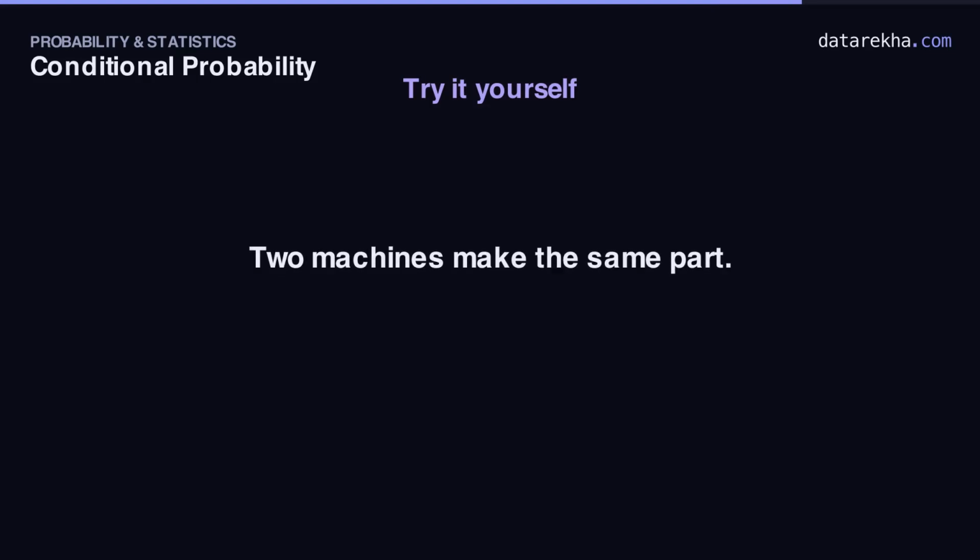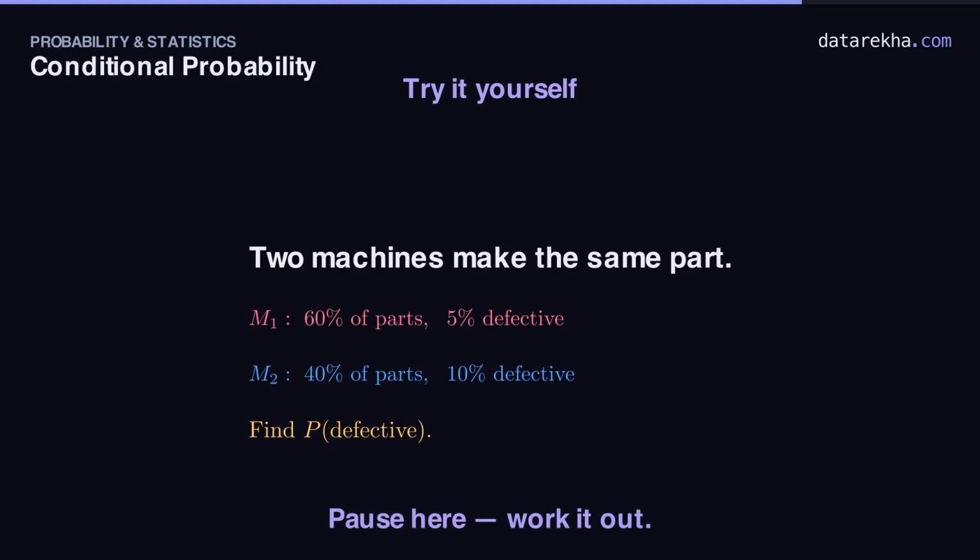Your turn. Two machines make the same part. Machine 1 makes 60%, 5% defective. Machine 2 makes 40%, 10% defective. Find the overall probability a random part is defective. Pause here and try it before I do.